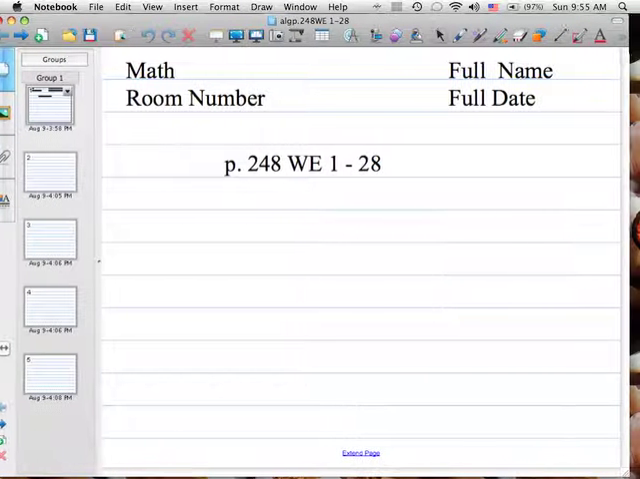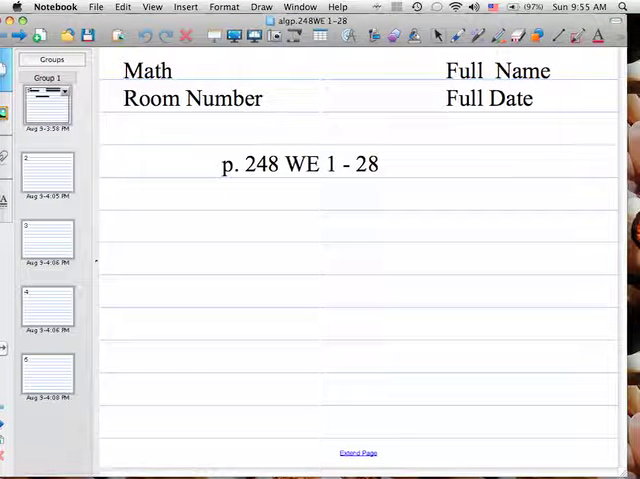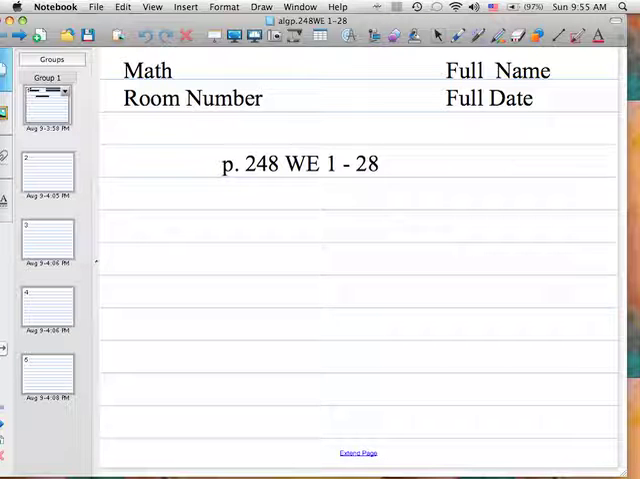So get a piece of paper out and head it. Title's 248, written 1 to 28, fold it in half, and have your books open to 248.